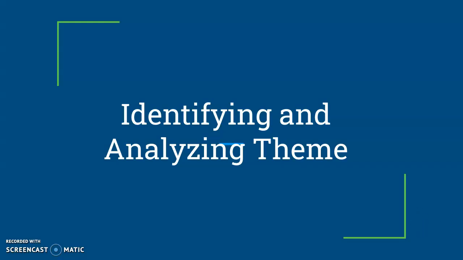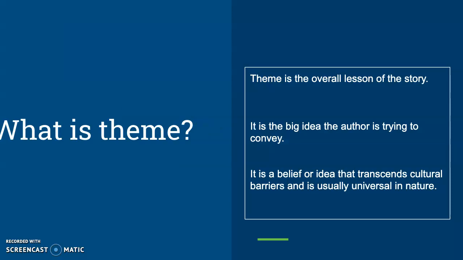So in this lesson, we are going to talk about the ways to identify and analyze theme in any story. First of all, let's just recap what theme is. Theme is the overall lesson of the story. It's the big idea that the author wants to convey and wants you to walk away from the book or the short story still thinking about.